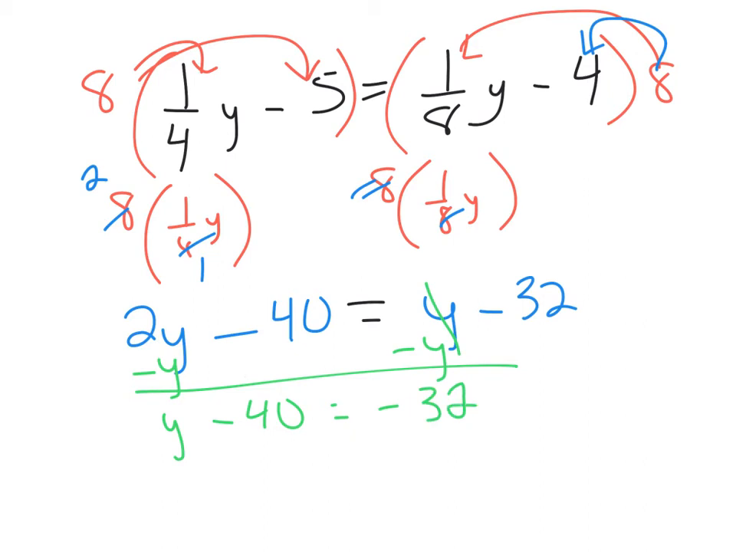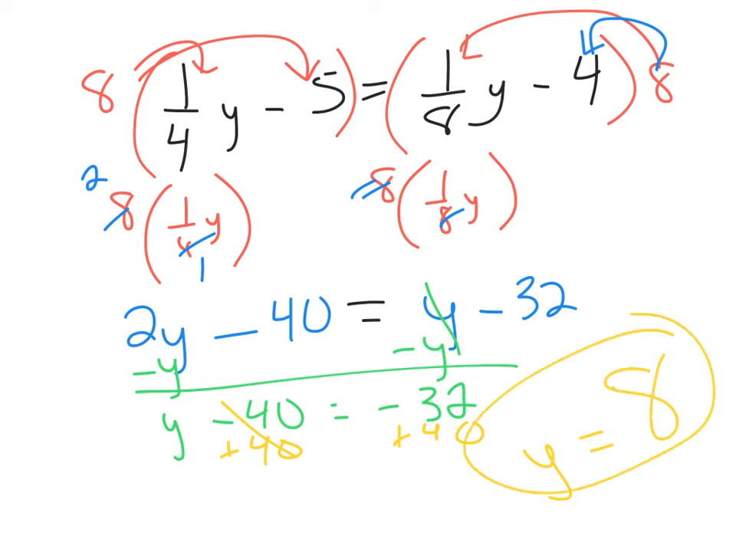And then to completely solve that, I'm going to add 40 to both sides of my equation, leaving me with y on the left, and negative 32 plus 40 is 8. So that's what I would be left with if I did it that way as well. So hopefully that helps. If you have any questions, please do not hesitate to ask.